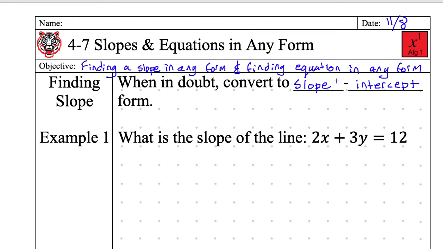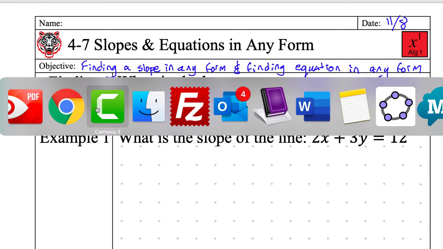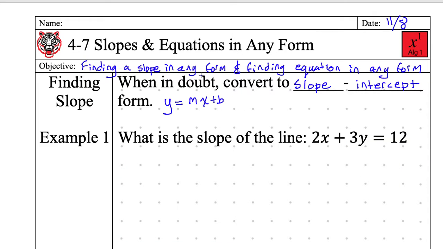Does anyone have the letters and the variables? What is slope-intercept form? Y equals what? Who has their card still? Emma? There it is. Y equals mx plus b. Once you convert it into this form, there's slope. It's right there. So just find whatever m is.